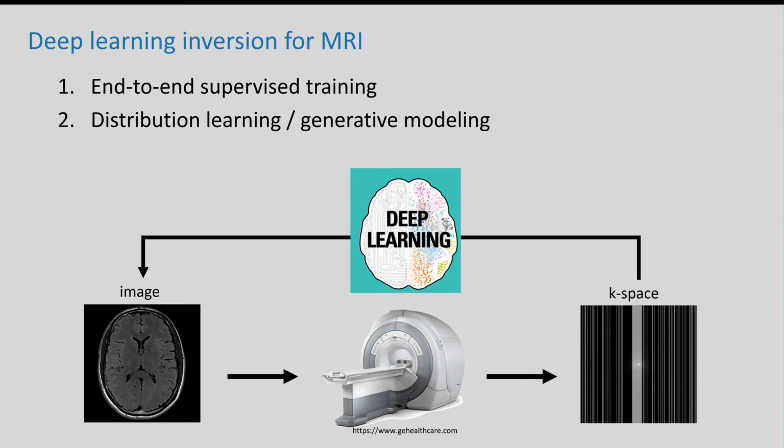And there are two generic ways that we can categorize deep learning inversion. One is end-to-end supervised training, which I'm sure many of you are familiar with. And the other, which I'll highlight, is distribution learning or generative modeling.